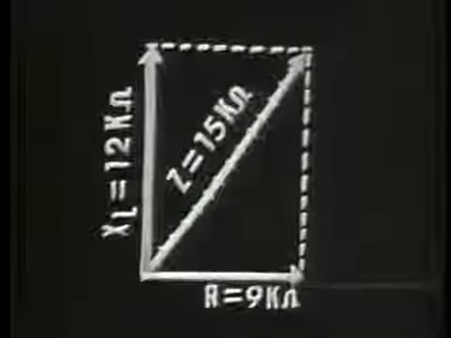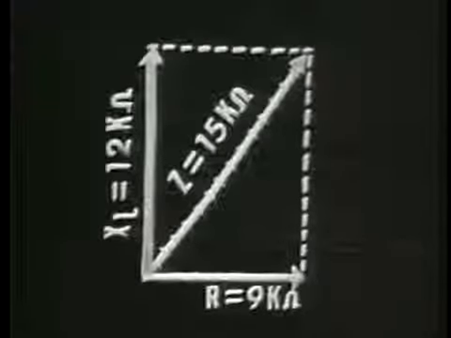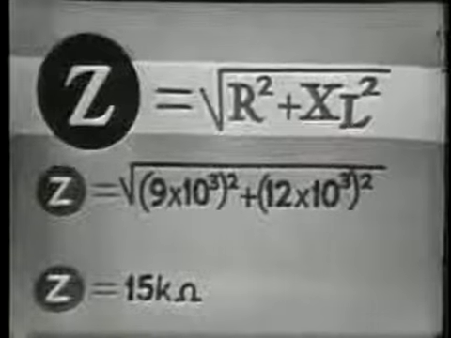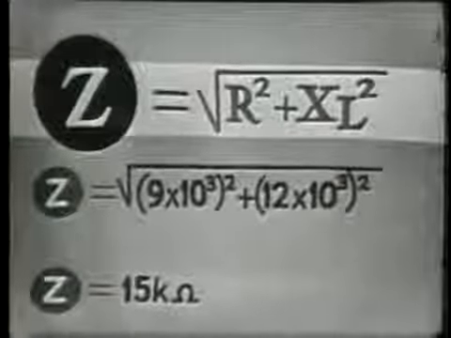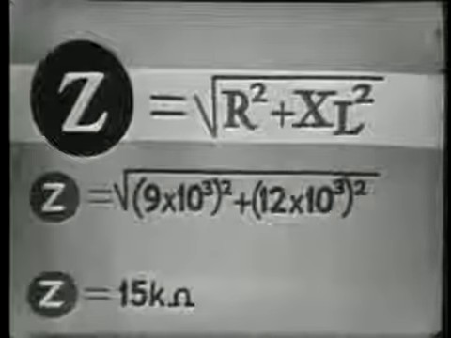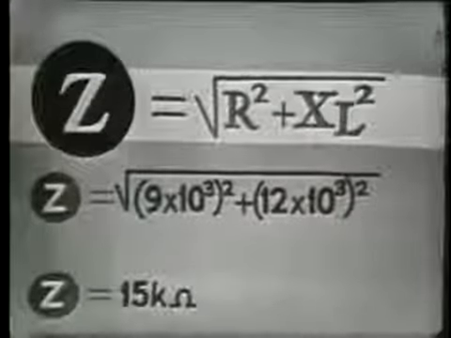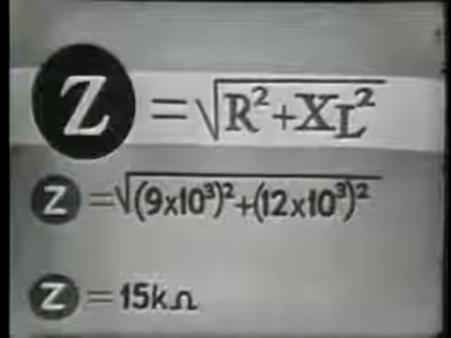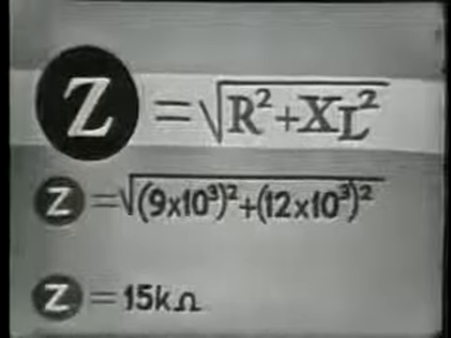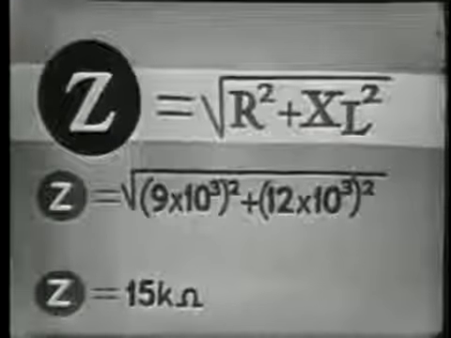Knowing these other two sides, then, we can use the Pythagorean theorem to determine total impedance. Pythagorean theorem says that the impedance is equal to the square root of the resistance squared plus the inductive reactance squared. And of course, if we substitute our values, which you'll recall were 9 k ohms and 12 k ohms, we would find that impedance would be equal to 15 k ohms. Now, of course, you'll remember that this was the same value we found when we actually took the impedance vector and measured it.